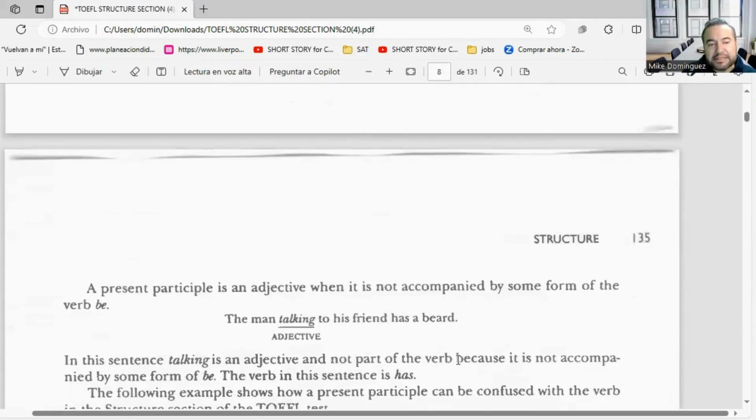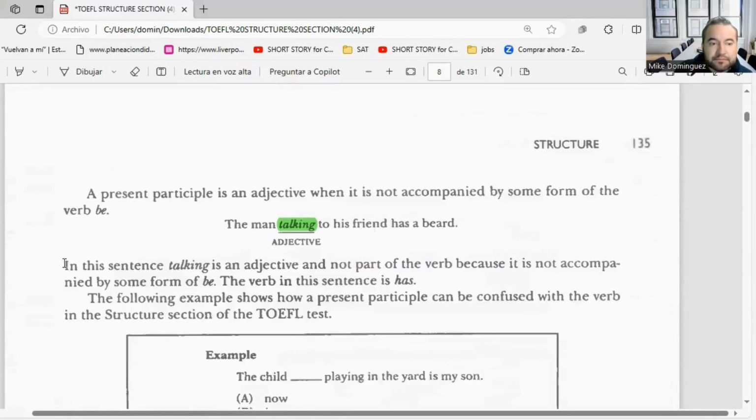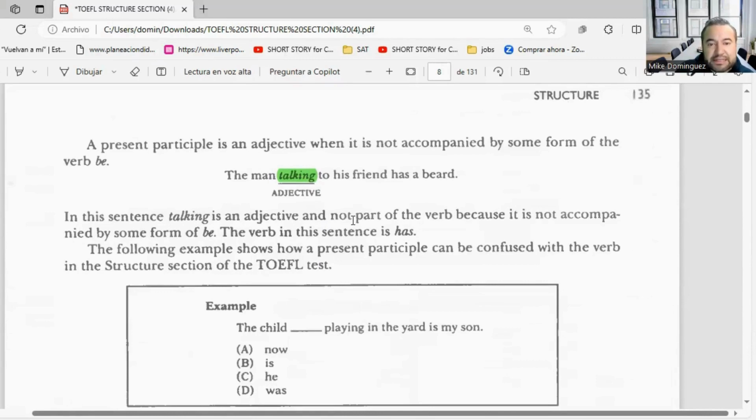Okay, let's see more examples. A present participle is an adjective when it is not accompanied by some form of the verb be. For example, the man talking to his friend has a beard. So in this case, talking is an adjective that describes the subject. Got it? In this sentence, talking is an adjective and not part of the verb because it is not accompanied by some form of be. The verb in this sentence is has.